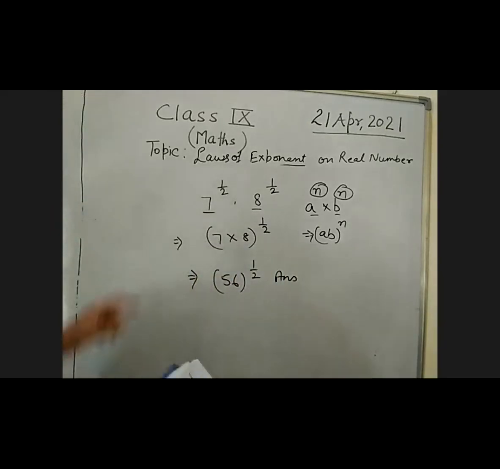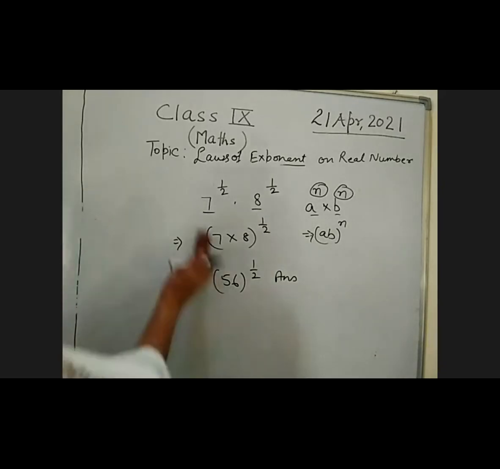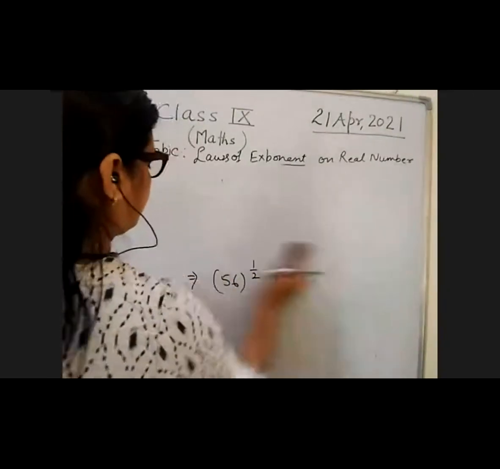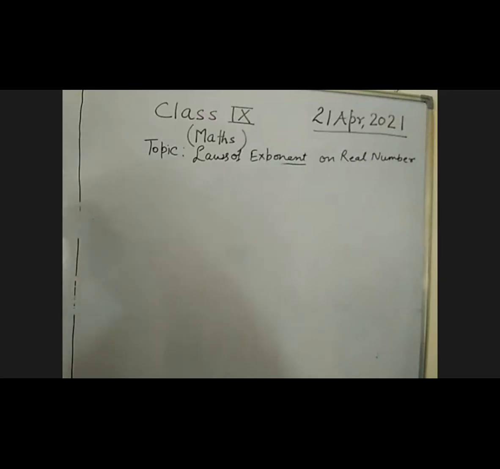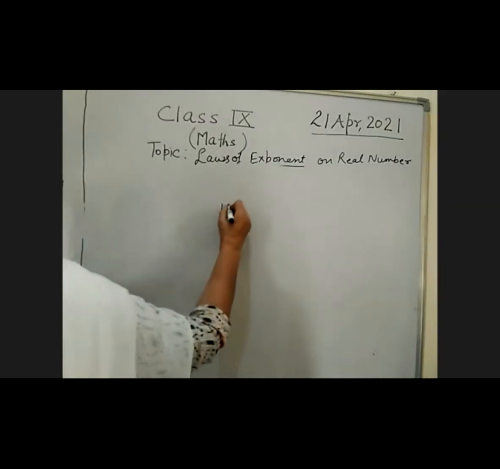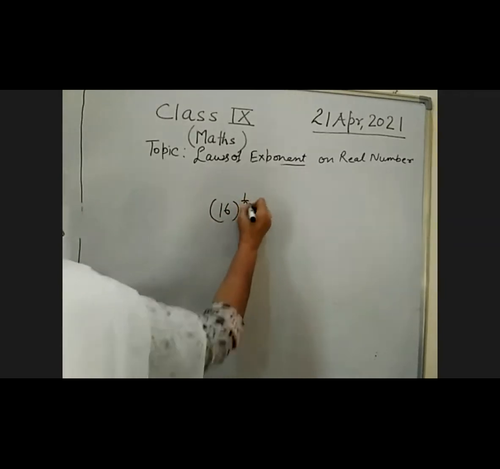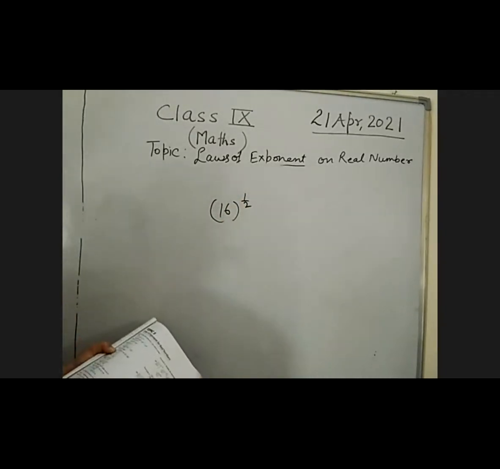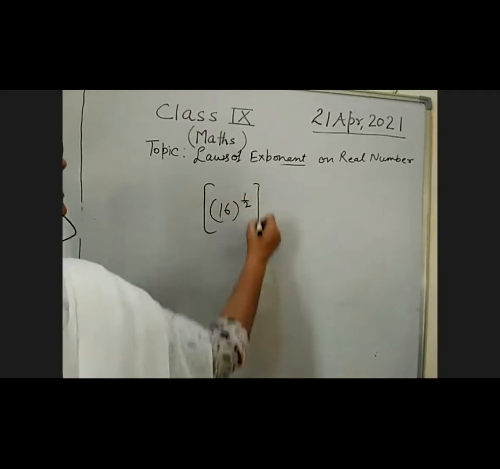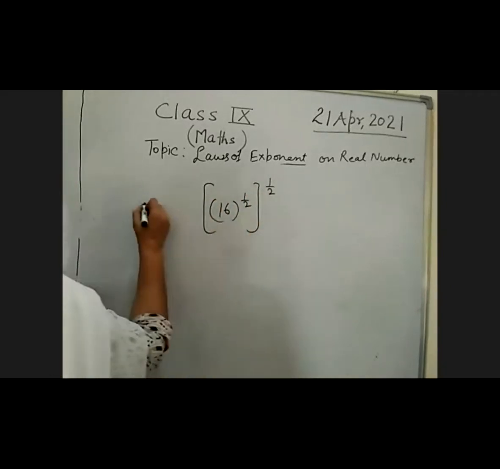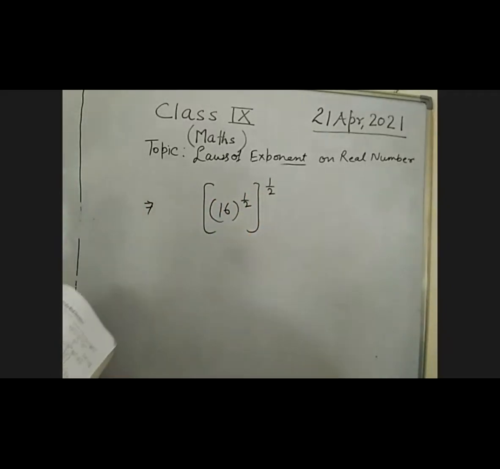These questions are related to the NCERT book. Now I will take some extra questions. See properly and note down in your notebook also. (16) raised to the power half, and again power is half, taking power as a power. Then how you will solve this question?